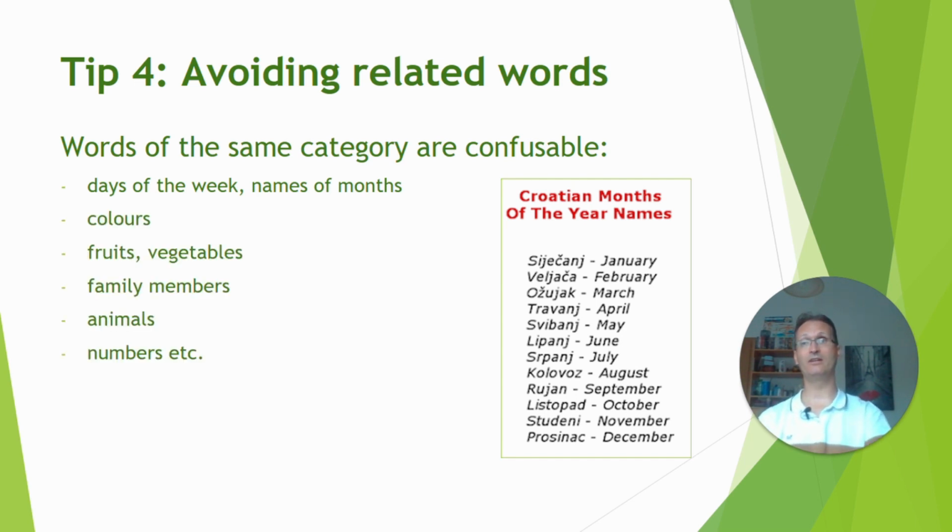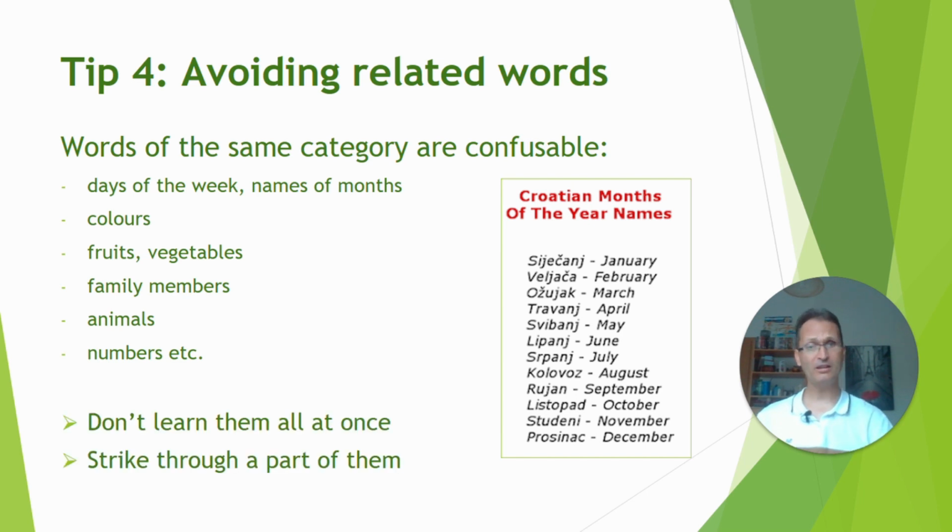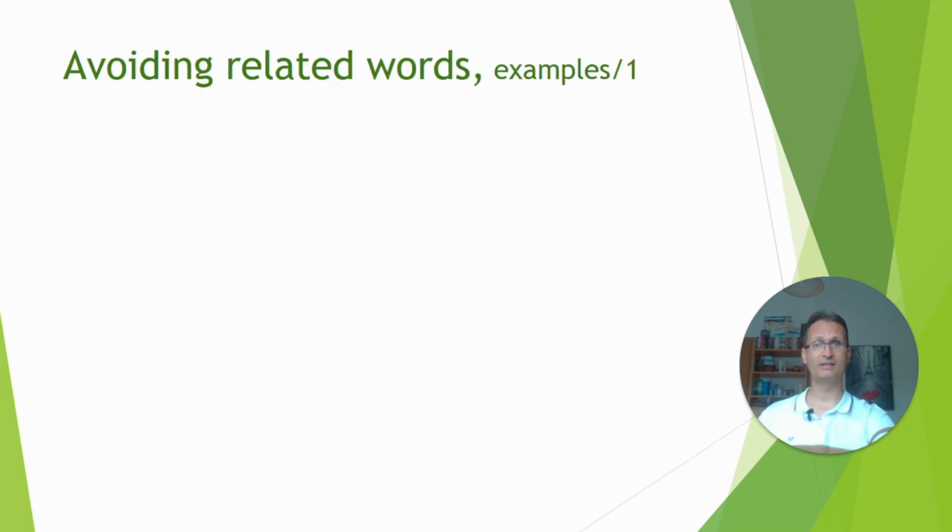Other examples of related words could be colors, fruits, vegetables, family members, animals, numbers, etc. And the recommendation here is: don't learn them all at once. You can keep part of them and strike through the rest. After this theory part, again the examples.